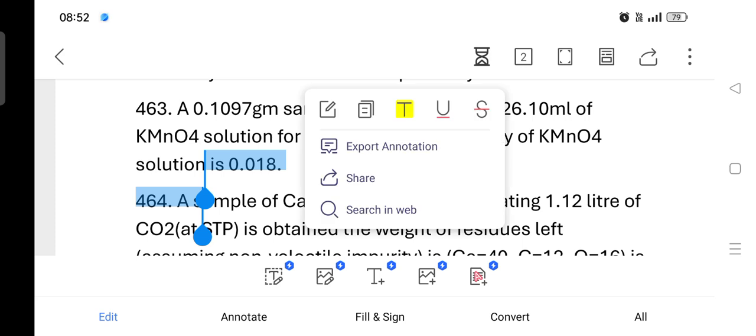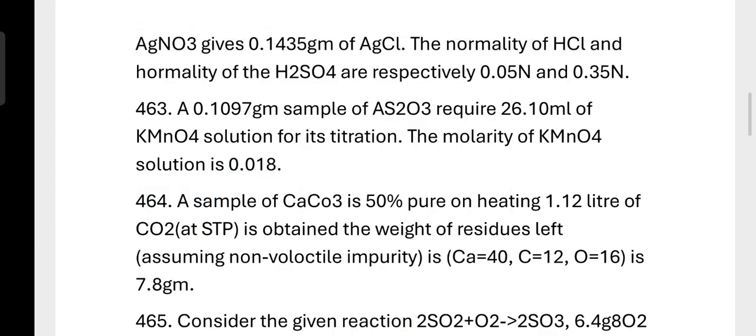A 0.1097 gram sample of As2O3 requires 26.10 ml of KMnO4 solution for its titration. The molarity of KMnO4 solution is 0.018.